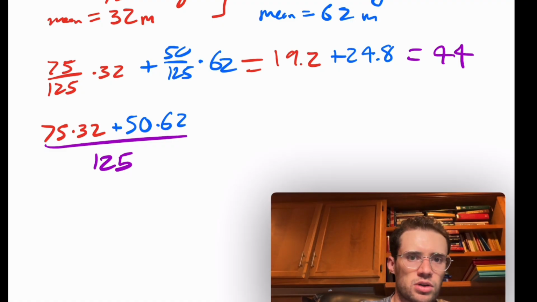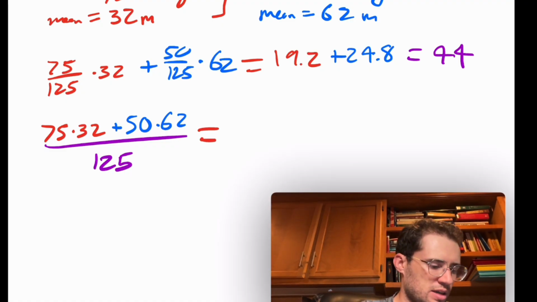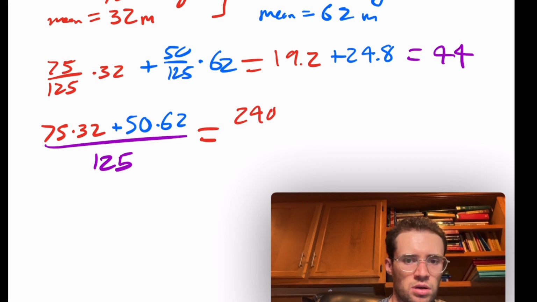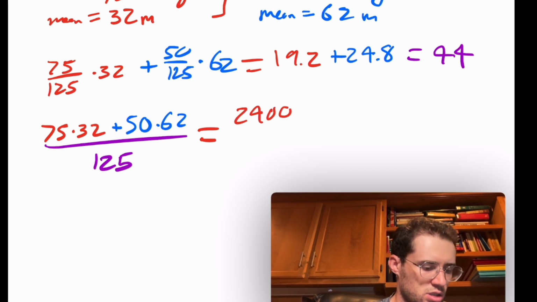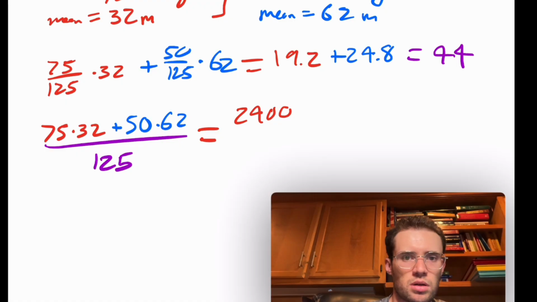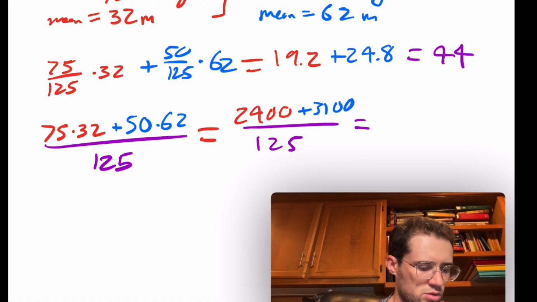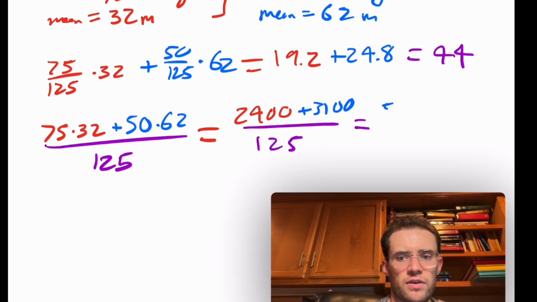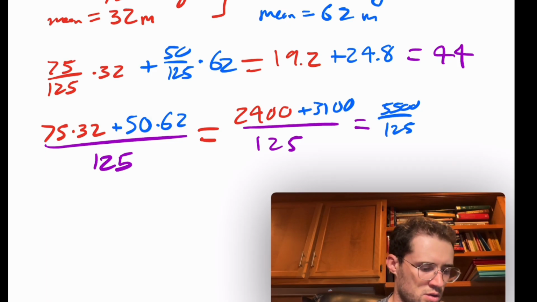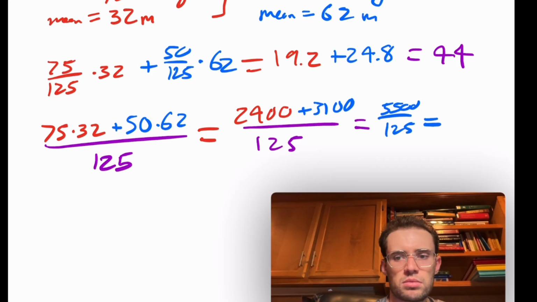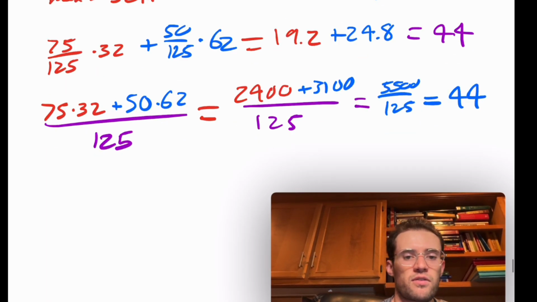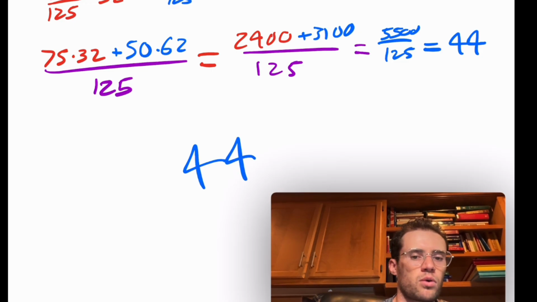And then if we do it the more standard way, 75 times 32 is 2400, plus 50 times 62 is 3100, and we're still dividing that sum by 125. If you add those two together, it gives you 5500. So we get 5500 divided by 125, which is 44. Right? So either way you do it, you get 44 as your answer. So 44 is the mean.